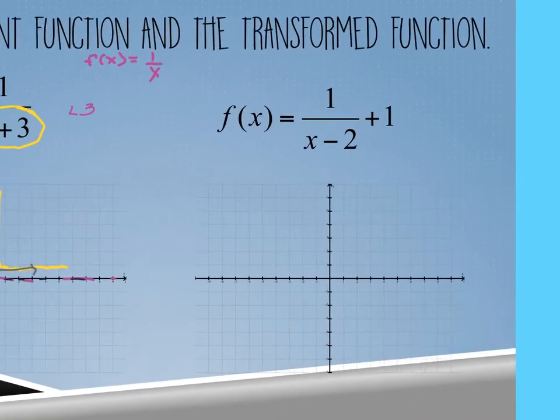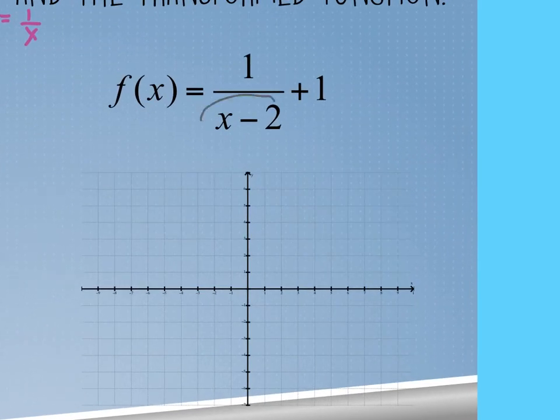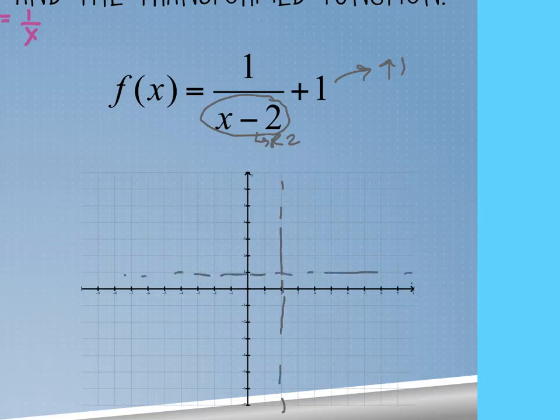1 over x minus 2 plus 1. The minus 2 in the bottom is doing what? Right 2. And the plus 1 afterwards? Up 1. So I'm going right 2 with my vertical asymptote. I'm going up 1 with my horizontal asymptote. And then my curves are going top right corner, bottom left corner. Okay, again, getting close to without touching those asymptotes. Good so far.